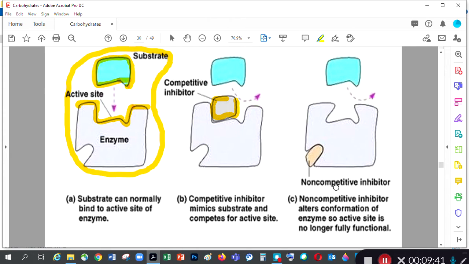And the non-competitive inhibitor, this time, comes and sits at the side, not inside the active site, not taking over the active site, but at the side, and will push the active site to change its shape, so that the substrate here cannot fit in, correct? So this is non-competitive inhibitors. The non-competitive inhibitor alters the conformation of the enzyme, so the active site is no longer fully functional.